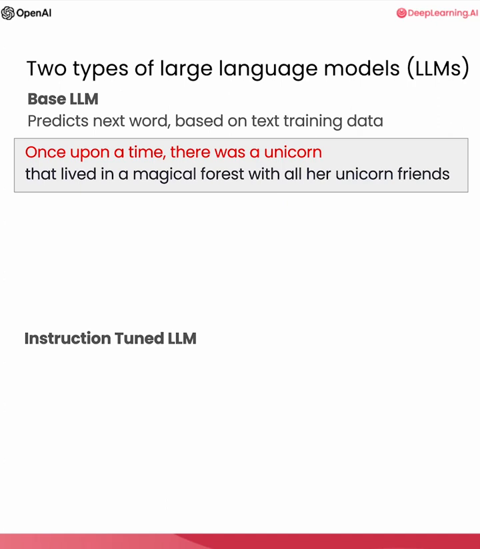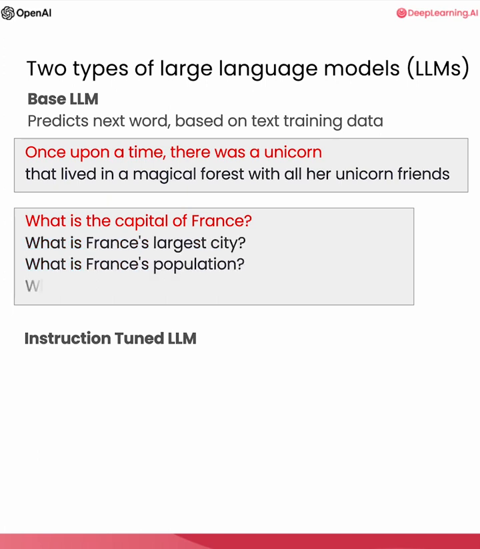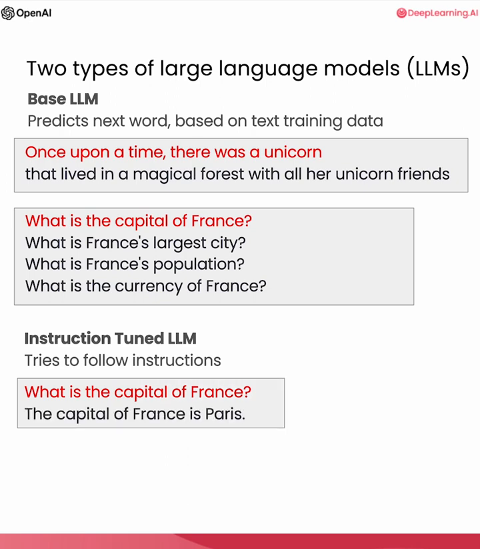Now, a downside of this is that if you were to prompt it with "What is the capital of France?", it's quite plausible that on the internet there might be a list of quiz questions about France. So it may complete this with "What is France's largest city? What is France's population?" and so on. But what you really want is for it to tell you what the capital of France is, rather than list all these questions. So an instruction-tuned LLM instead tries to follow instructions and will hopefully say the capital of France is Paris.